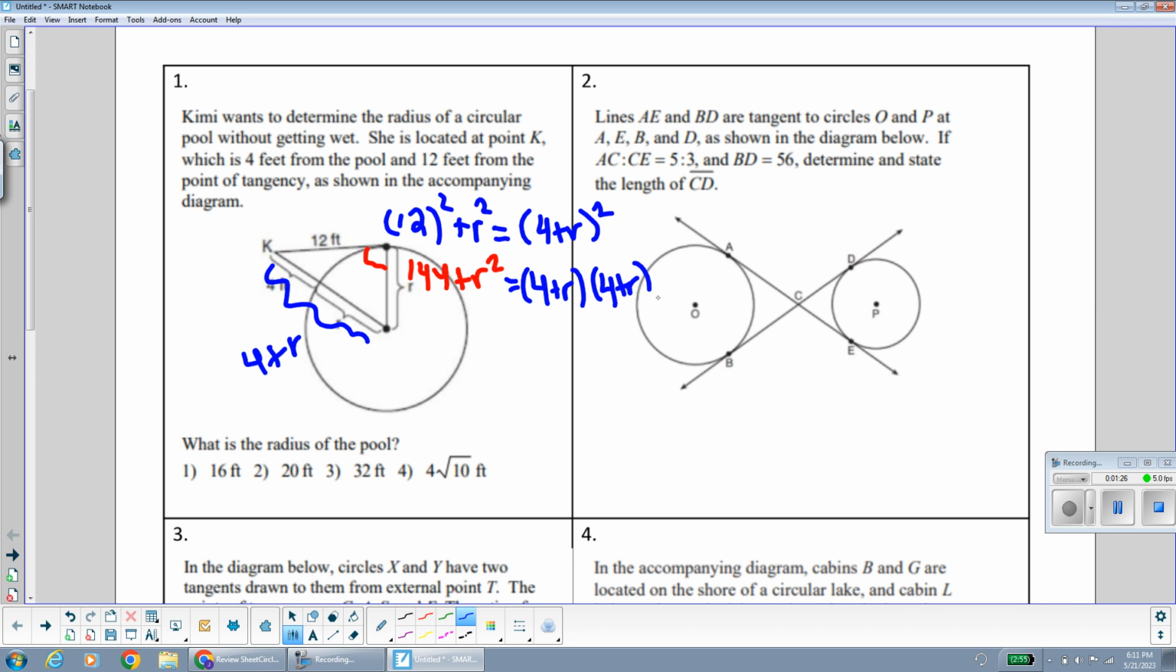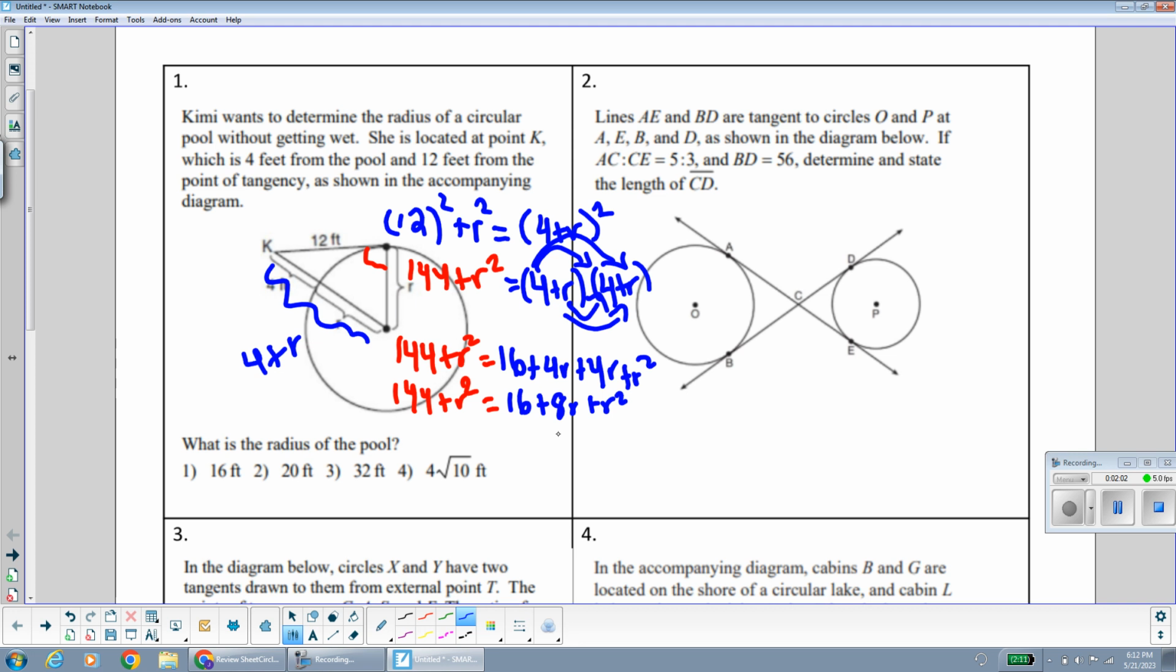So we do have to distribute the 4 in here and the r in here. So let's do it. Let me rewrite the first part. I have 16 plus 4r plus 4r plus r squared. If I combine, that's 16 plus 8r plus r squared.